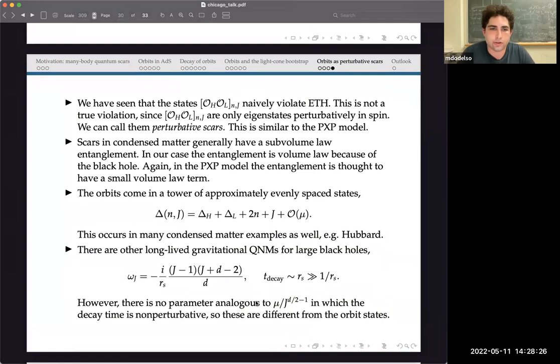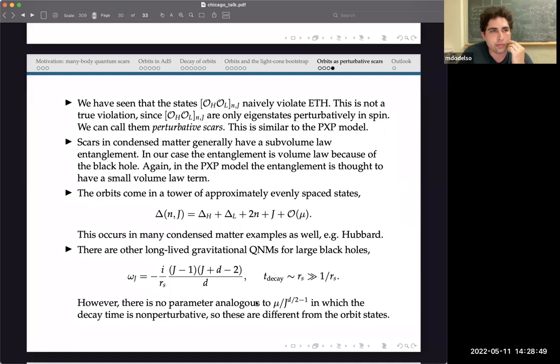So, of course, this is not a true violation of ETH, because ETH does not have to hold in resonance states, and these operators are only eigenstates perturbatively in spin. So we can call them perturbative scars. That's the name we can give them.